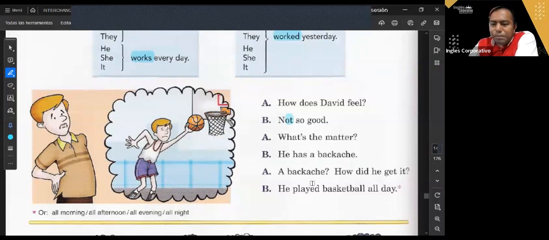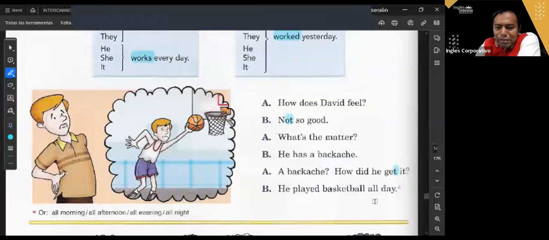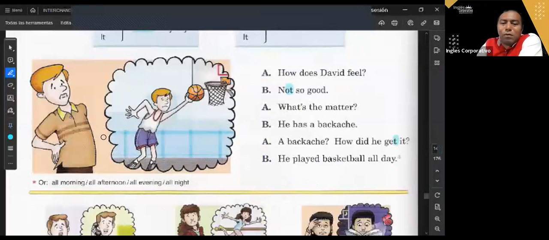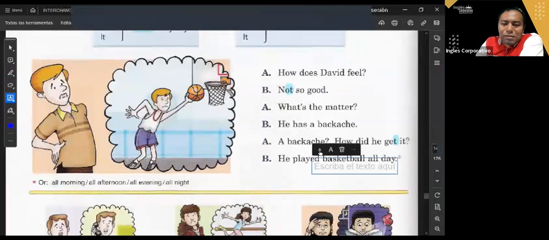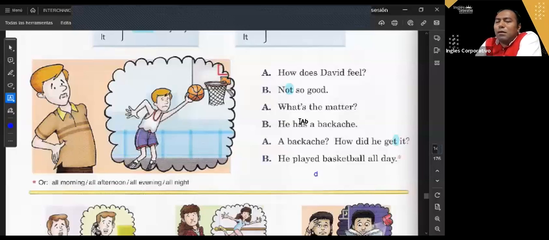Ahí tenemos una T, ¿verdad? Entre dos vocales, como una R. How did he get it? He played basketball all day. Entonces ahí se pronuncia como una D, ¿verdad? La ED la vamos a pronunciar como una D. ¿Por qué? Porque termina en Y. He played basketball all day. Okay, listen once. Ahí repítalo en su casa.